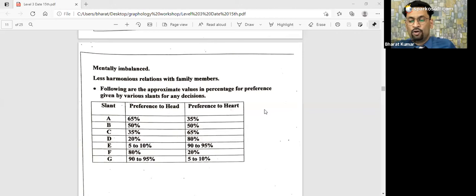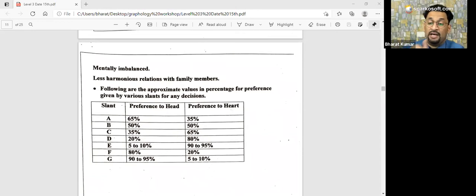Remember, as soon as slant shifts from A to G, their preference of brain and heart is changing. So remember, slant E is very serious. One-sided love. This kind of issues, teasing girls, eve teasing, disturbing girls, etc. One-sided love is observed in slant E because they are 95% heart believers, not brain users. This is the issue with all these people.